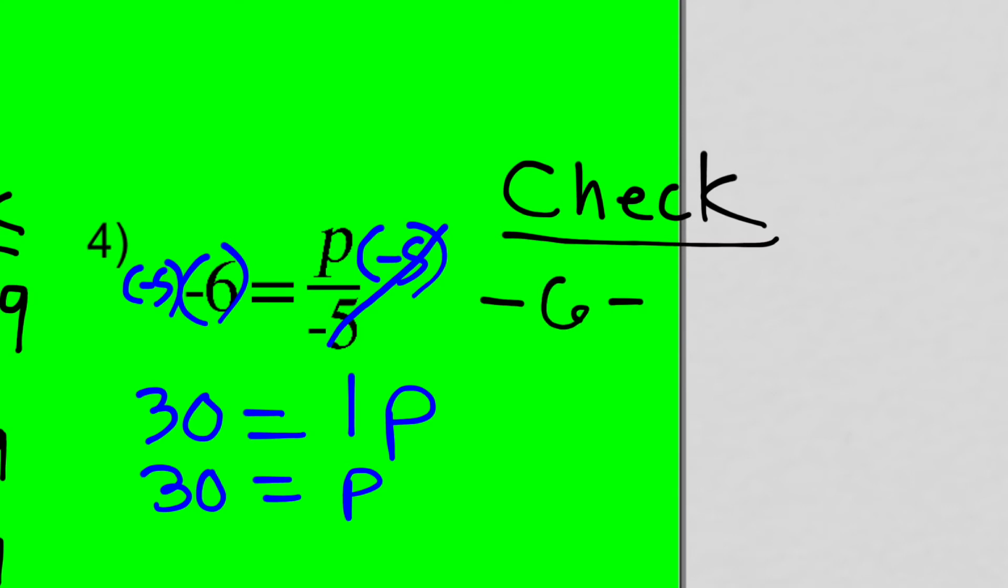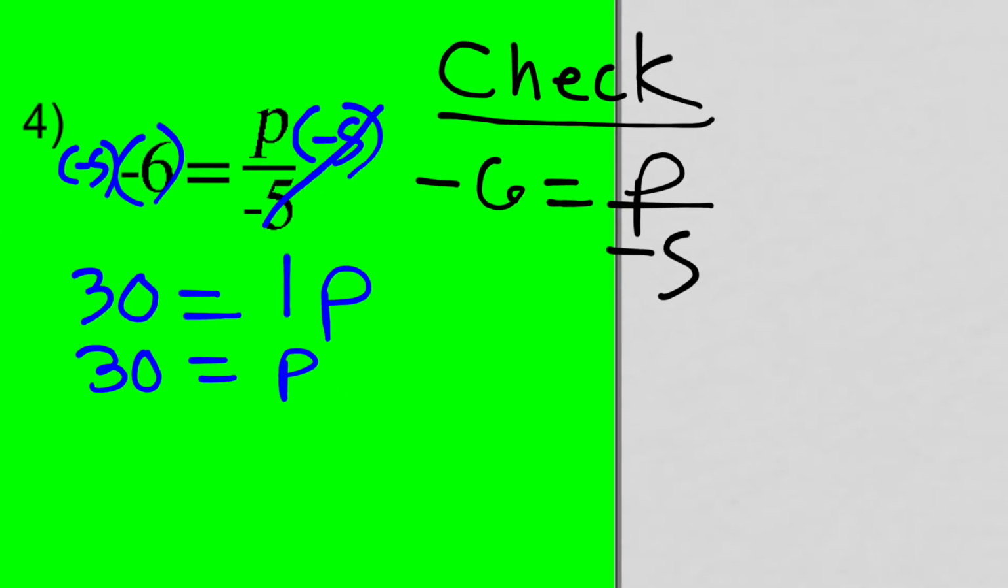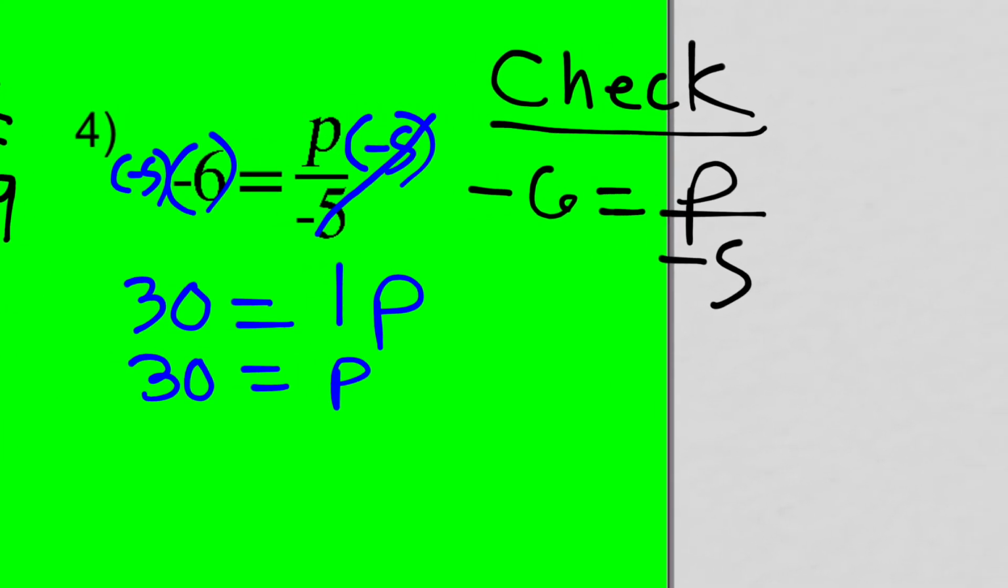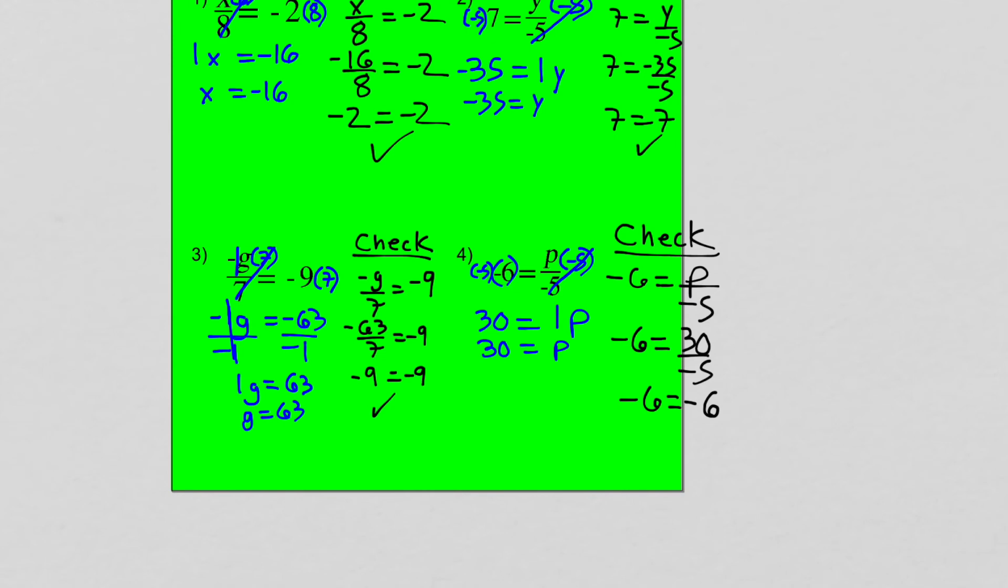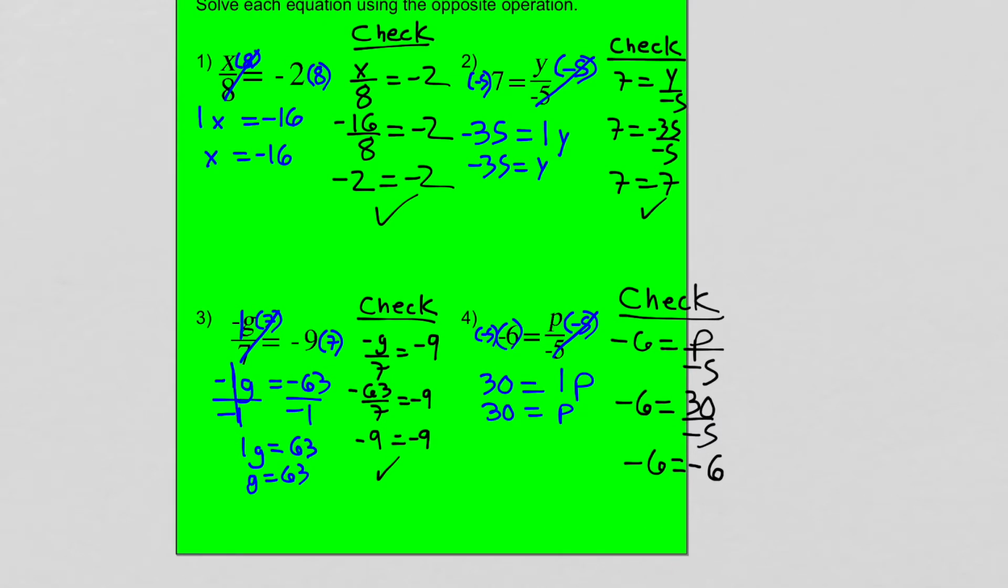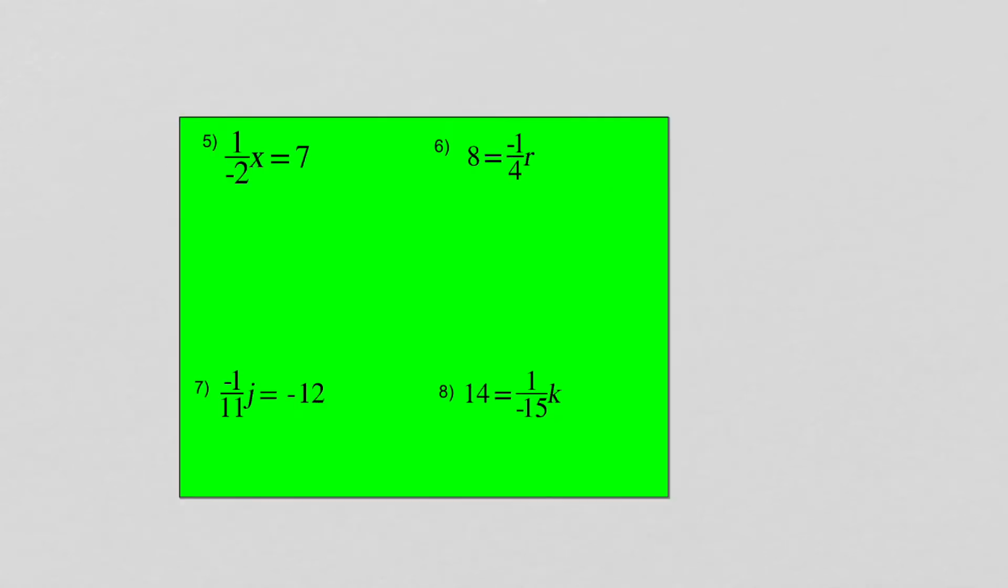Negative 6 equals p divided by negative 5. Negative 6 equals, replace p with 30 divided by negative 5. Negative 6 equals, 30 divided by 5 is 6, and the signs are different, so it's negative. So that's one set of questions where you solve them by multiplication, but I want to look at another set.